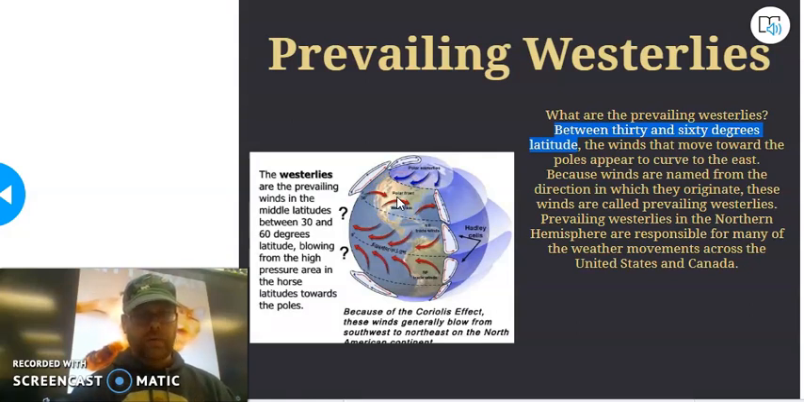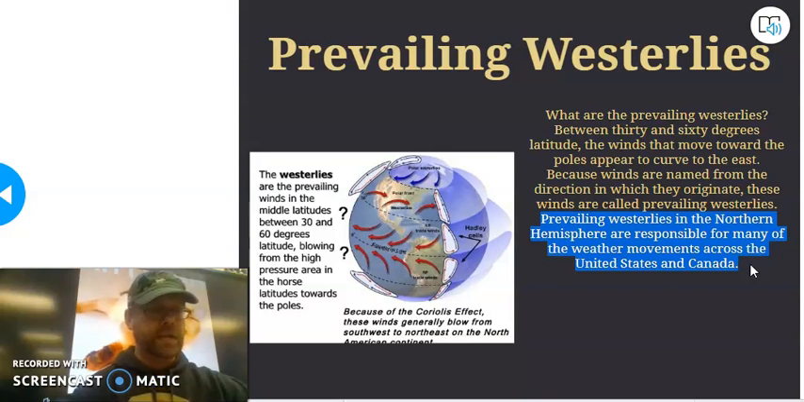These curve to the east. They curve to the east because winds are named from the direction in which they originate. So don't get confused and think, oh, the prevailing westerlies blow west. No, winds are named from where they start. These start in the west and blow towards the east. And I think the most important thing about this, because they start in the west and blow to the east, is that prevailing westerlies are responsible for moving weather across the United States.